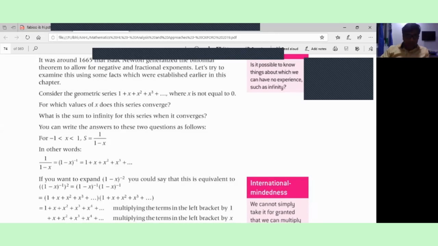Here, this is a geometric series. Now, what is the geometric series? First term, 1. Next term, x, x square, x cube. Why a geometric series? I'll make you understand. Don't worry. Have patience. Right? So, this is a geometric series.